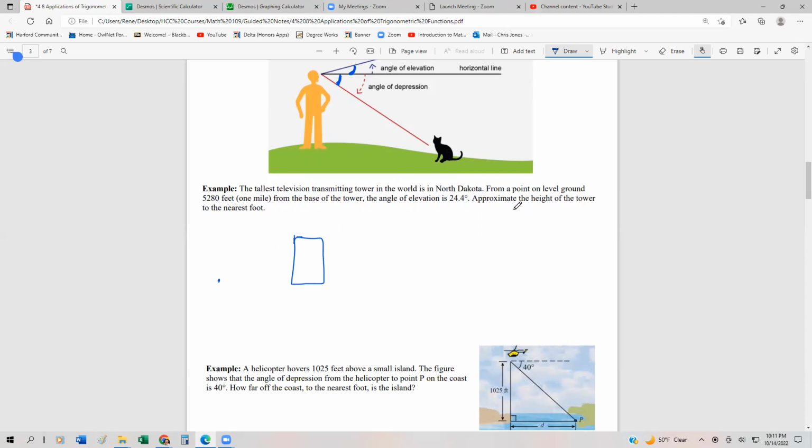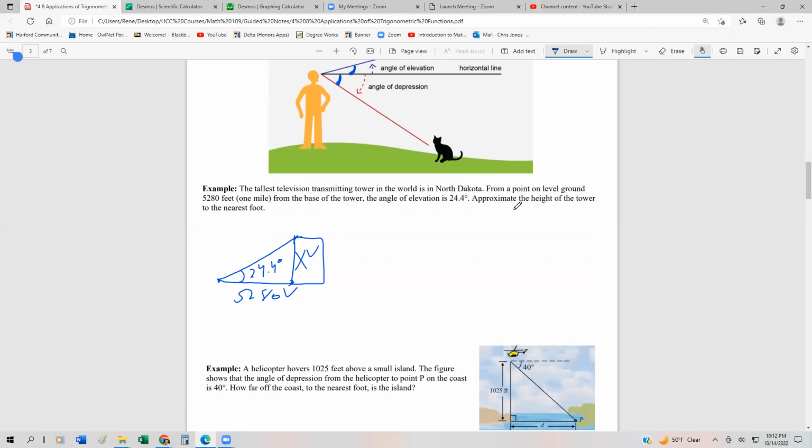All right, so don't judge me. And then our distance from this stationary point on level ground, from here to here, is 5280. Now we have an angle of elevation, and this is going to be 24.4 degrees. What we're looking for is the height of the tower, which I'm going to call x.